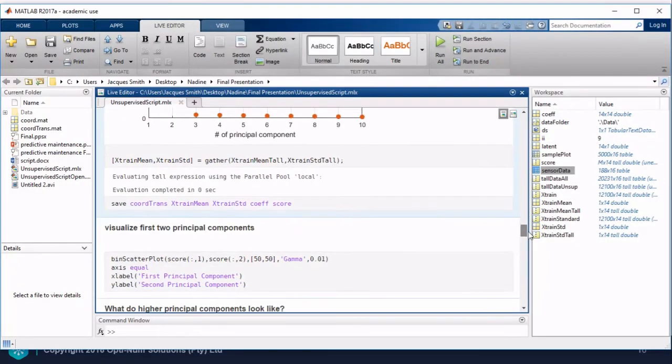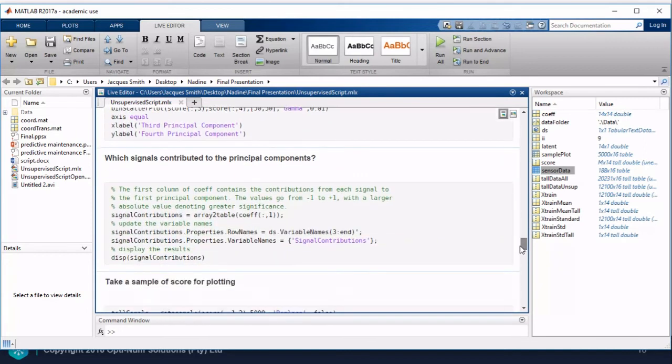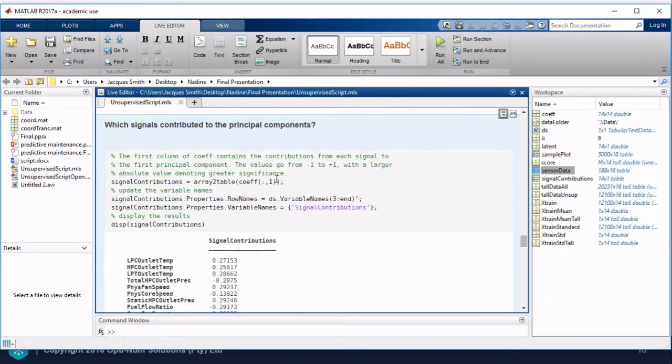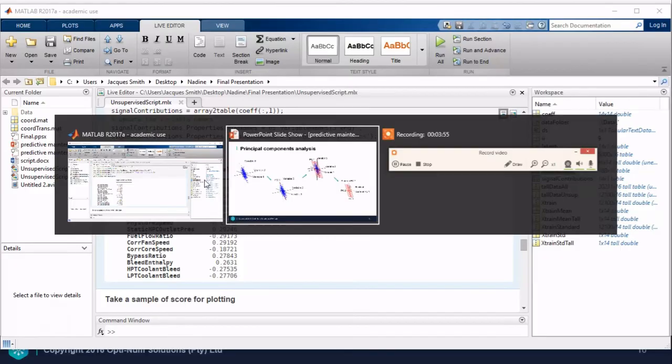Now here MATLAB will draw up more plots for us to investigate which principal components would be the best fit for our data, but for this webinar we'll simply assume that the first and second principal components are the best option. Now here we determine the contribution of each signal towards the principal components in order to give us an indication of which signals will be important in identifying problems with the engine. Since all of the signals have a similar contribution towards the principal component, we'll have to consider all of the signals when trying to predict failures in our data.